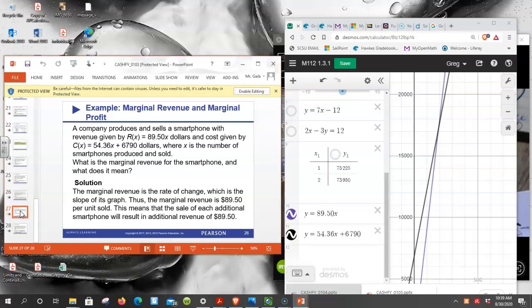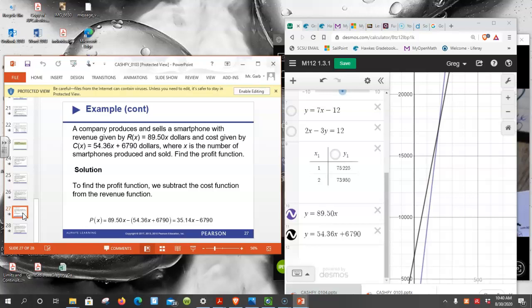What's the marginal revenue of a smartphone? So marginal revenue is the amount of money that you make per phone. Forgetting the upfront cost, if you sell them for $89.50 and it costs you $54.36, it should be $35.14. That's about how much you make per phone, notwithstanding the upfront cost.